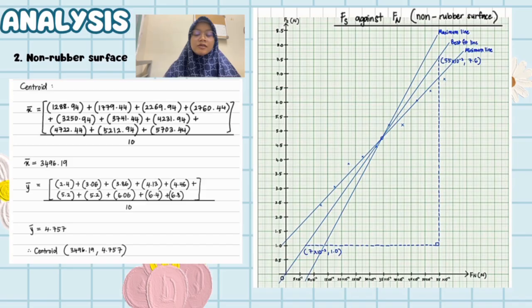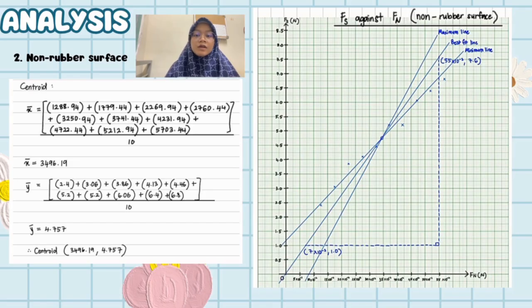Next, this is a plot graph of static friction force against normal force on the non-rubber surface. It can be observed that the graph shows a line graph with normal force on the x-axis and static friction force on the y-axis. The linear pattern shows that the static friction force is directly proportional to the normal force. Then the gradient of the graph indicates the coefficient of static friction.